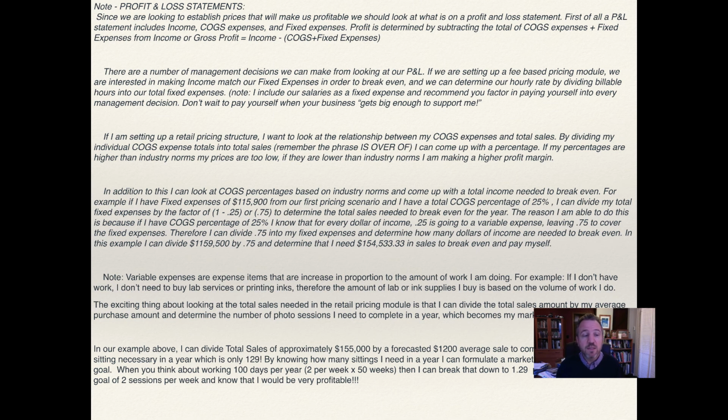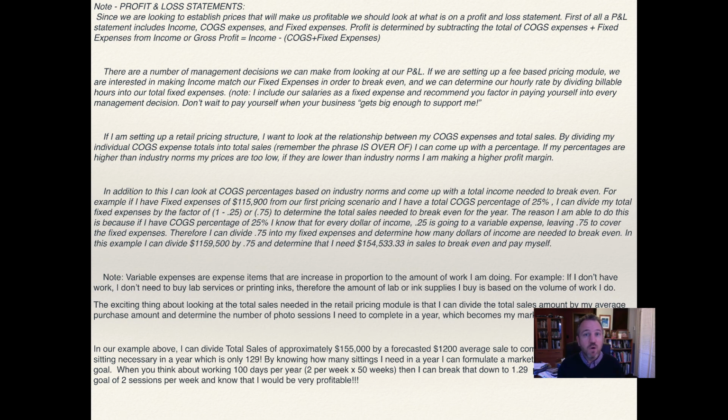And essentially what that is, you figure out what your total self-pay salary plus fixed expenses is for a year. In this scenario, we came up to a dollar amount of $115,900 of annual fixed expenses. And then we divide that total by a factor of 1 minus our cost of goods sold percentage. So if we have a 25% cost of goods sold, we would divide our annual expenses by a factor of 0.75. And what that's saying is that for every dollar that I generate revenue, I'm only actually earning 75 cents, because 25 cents off the top is going to cost of goods sold.